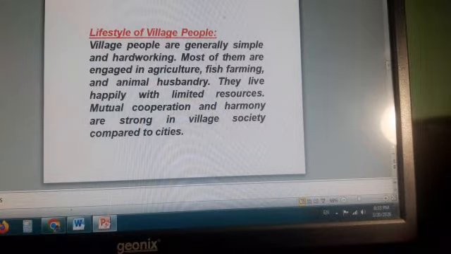Lifestyle of village people. Village people are generally simple and hard-working. Most of them are engaged in agriculture, fish farming, and animal husbandry. They live happily with limited resources. Mutual cooperation and harmony are strong in village society compared to cities.